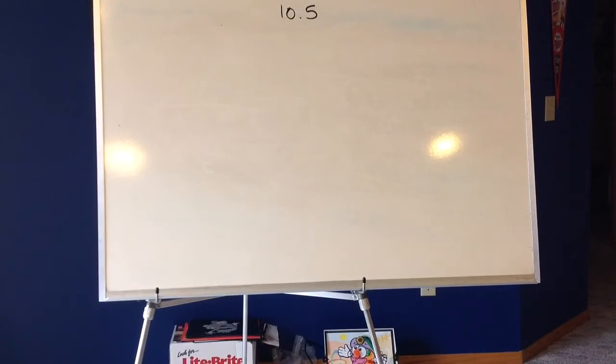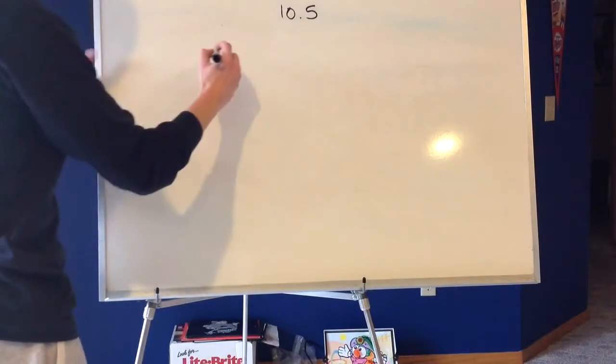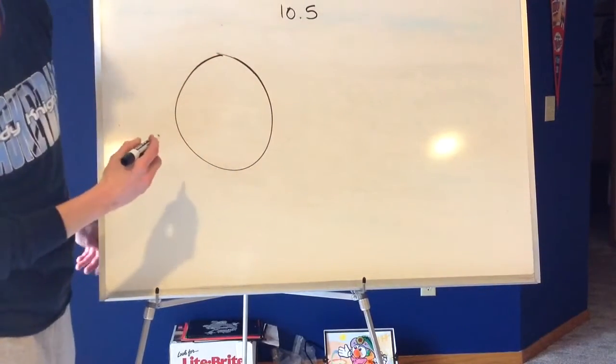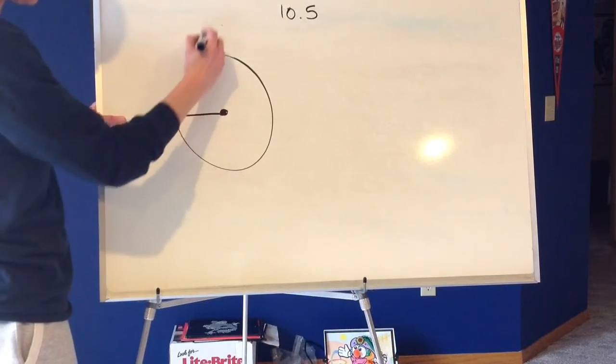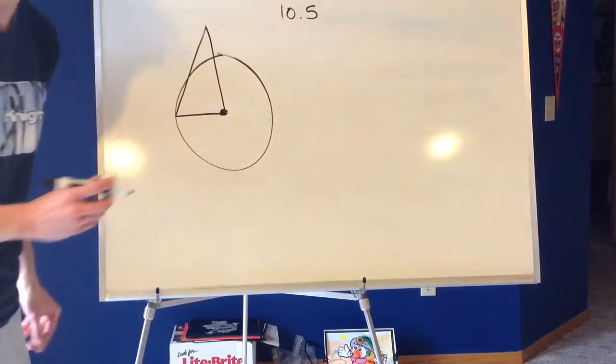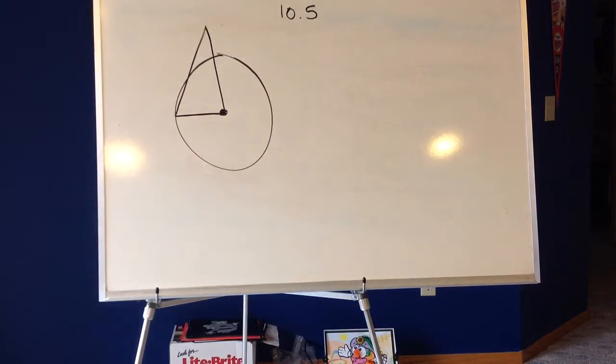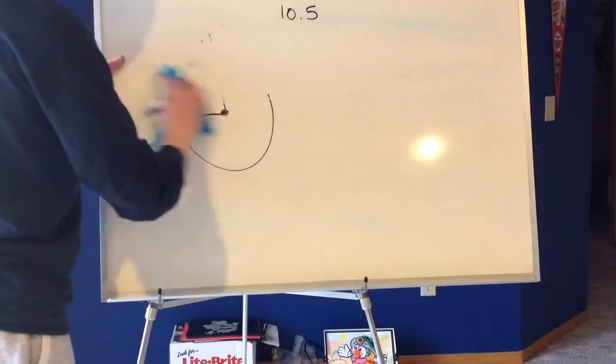If you look at this one, they give you the circle, and then they give you a triangle that kind of looks like this. Oops, I drew that the wrong way here. Try it.